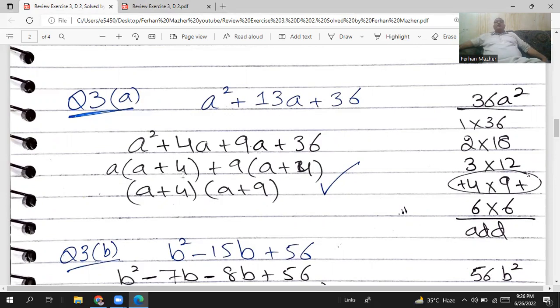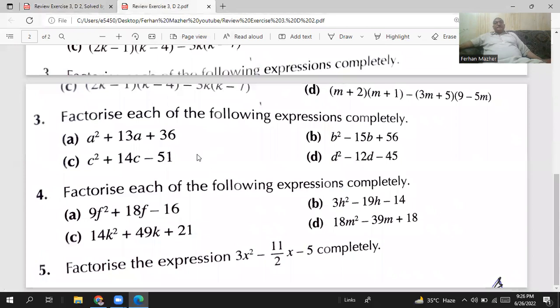So here a plus 4 is left. From the last two terms, you can see 9 is common, plus 9 is common. So inside the bracket, you are left with a plus 4. So from this term and from this term, you can see the bracket a plus 4 is common. So we will take a plus 4 common. So you will have a plus 4 in one bracket and a plus 9 in the other bracket. And I hope you understand this question.